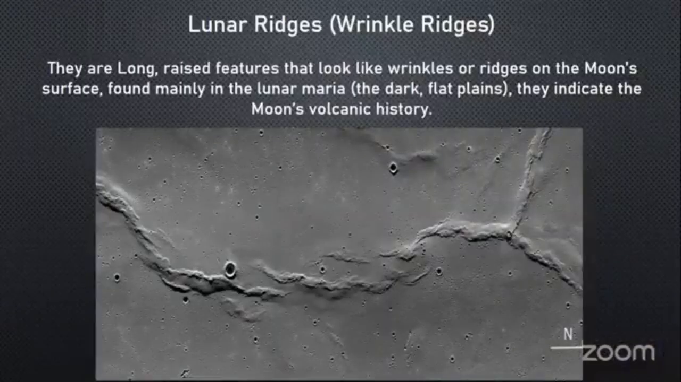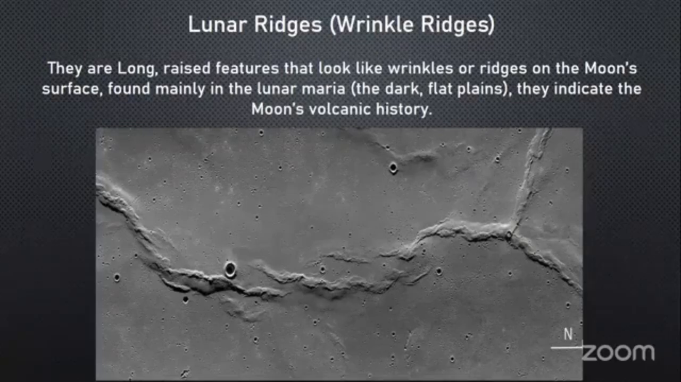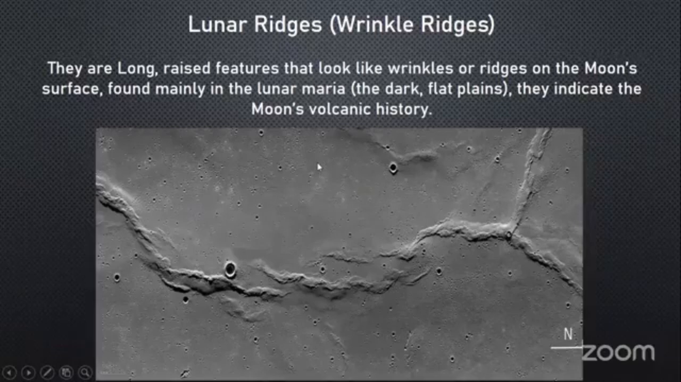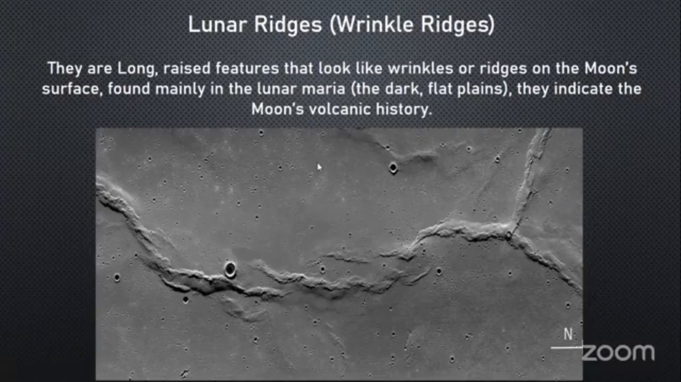So we have the lunar ridges. You can see the picture here. They are long raised features. Remember, ridges are long raised features, while rilles are long depressions, so know the difference. They look like wrinkles on the moon's surface, found mainly in the lunar maria. They indicate the moon's volcanic history.